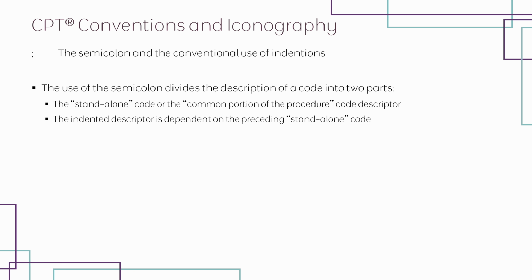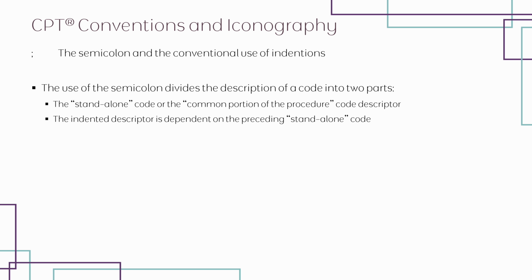As we continue to look at the CPT code 11000, there's another important convention that you'll see in its description: the use of the semicolon. The semicolon plays a very specific role in how CPT code descriptions are written and interpreted. In CPT, the semicolon divides the description of a code into two distinct parts. The words that appear before the semicolon are referred to as the standalone code or the common portion of the procedure. And this portion describes the main service or the procedure that is being performed.